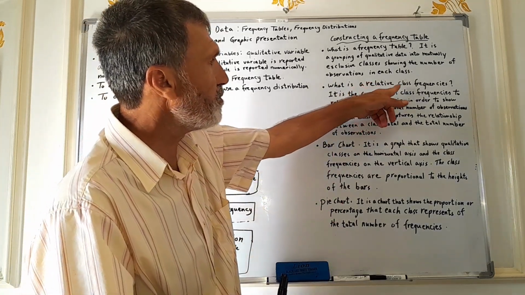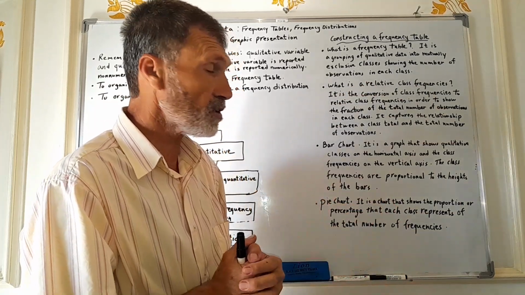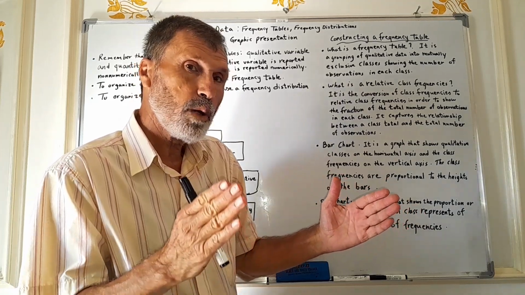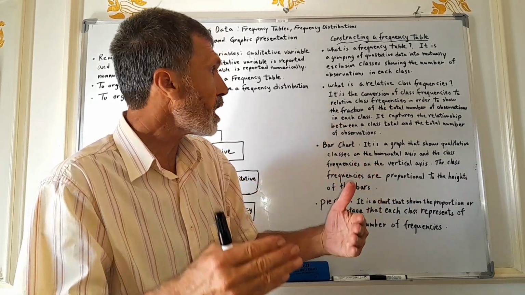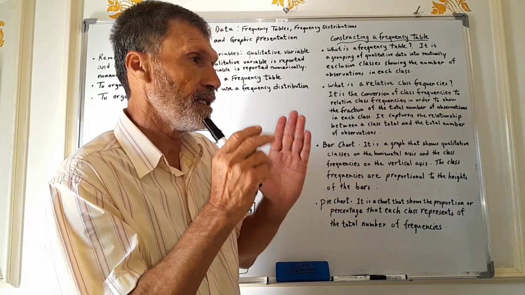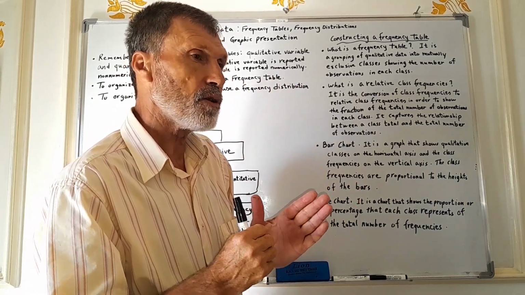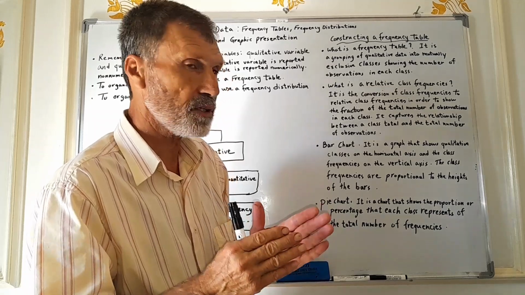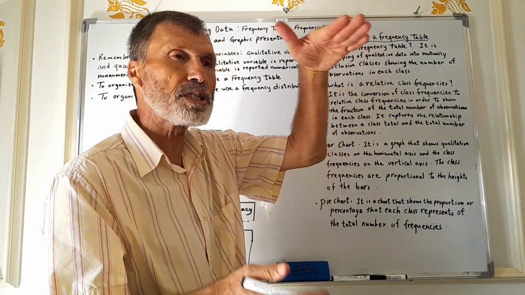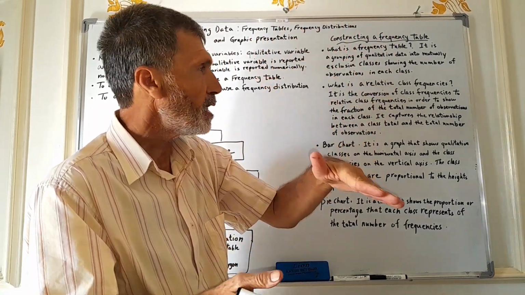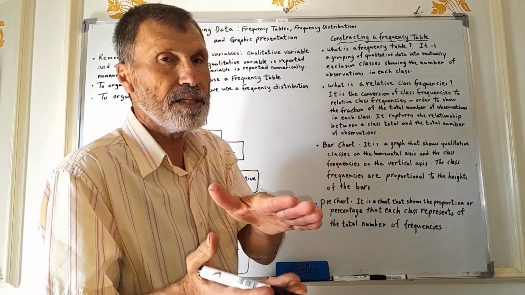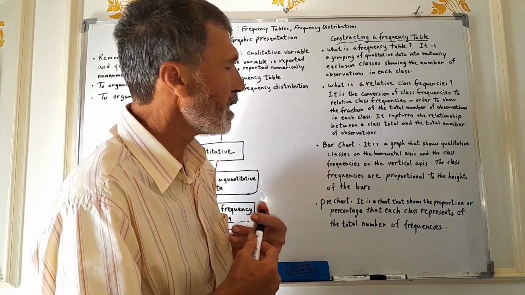Now, what is a relative class frequency? Of course, we have the class frequency, we have the frequency table, and from the frequency table we can construct relative class frequencies. In order to construct a relative class frequency, we divide the number of observations in each class by the total number of observations that we have, okay? And we come up with the relative class frequency.